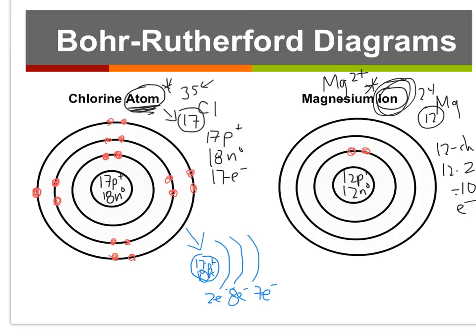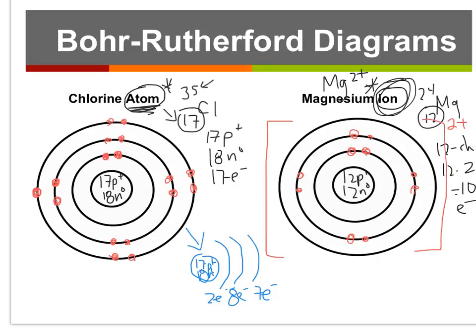We're going to put 2 in our first orbit. We're going to put 8 in our second orbit. And then that's 10. So we're almost done. The last thing we need to do, because this is an ion, is put square brackets around our diagram and put the charge outside. And that indicates that that is an ion.